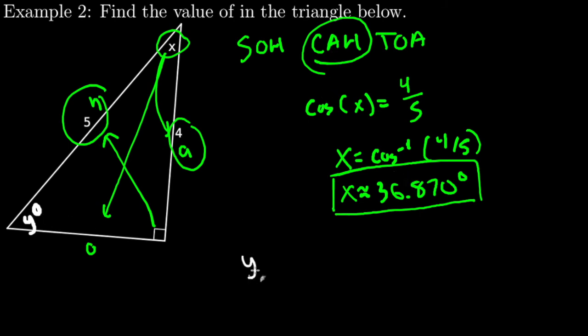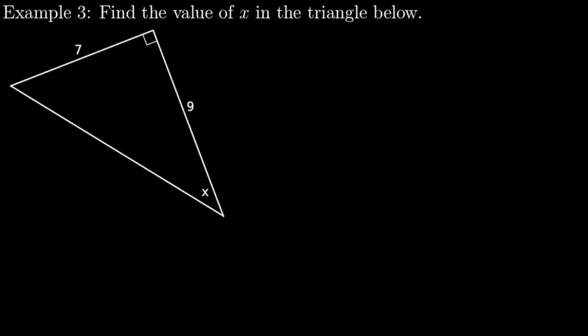I would get that y is approximately 53.130, but I would not want to include the degrees because if I put this degrees here, when I put the y back in, I would get 53.130 degrees, and that would not be correct. So keep an eye out for that. Most people don't mind too much, but if I'm measuring things in degrees, I need to have one degree marking on things. Okay, last example, same as before.